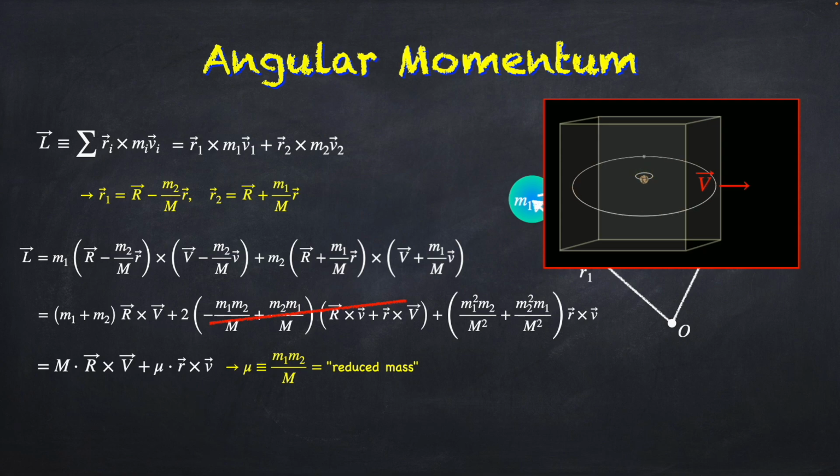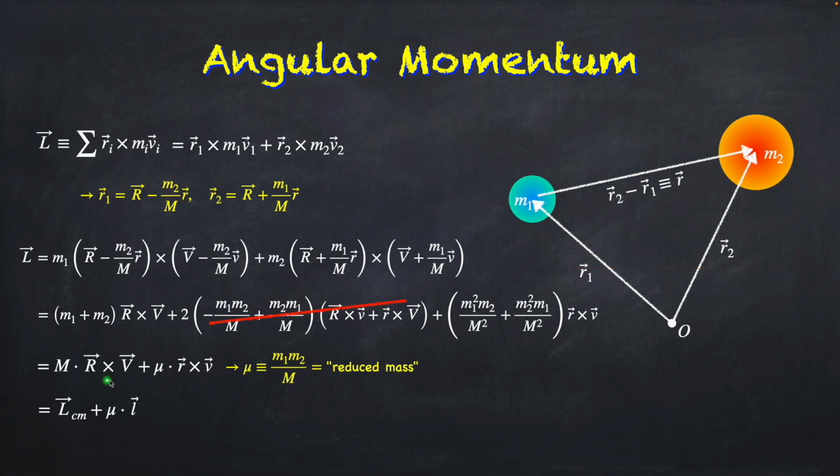Now recall from the beginning of this video that we already know that r cross v is a constant. It's equal to little l. So this is equal to the center of mass angular momentum plus mu times little l, which is the orbital angular momentum. But wait, there's more. We also know that V is constant, so long as the observer is in an inertial frame. Therefore, the center of mass angular momentum is also constant, and so the total angular momentum is a constant. It is conserved so long as the observer is in an inertial frame.